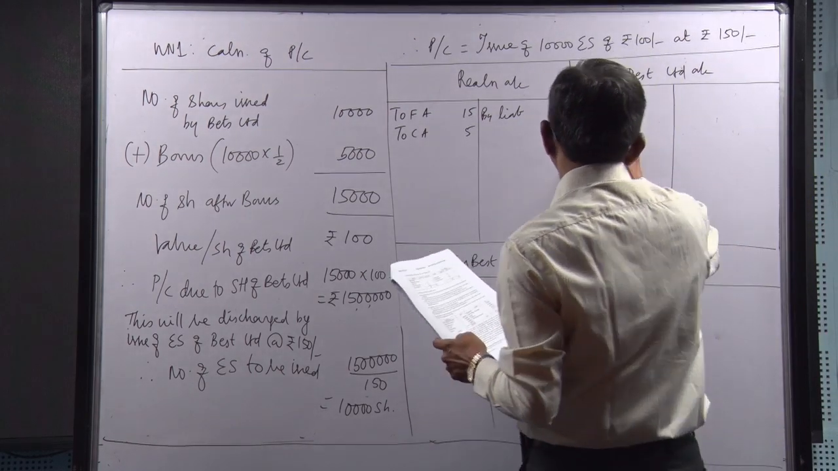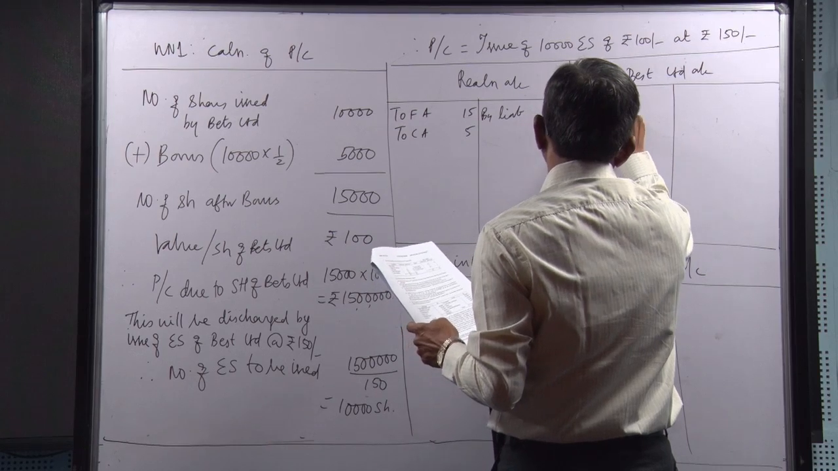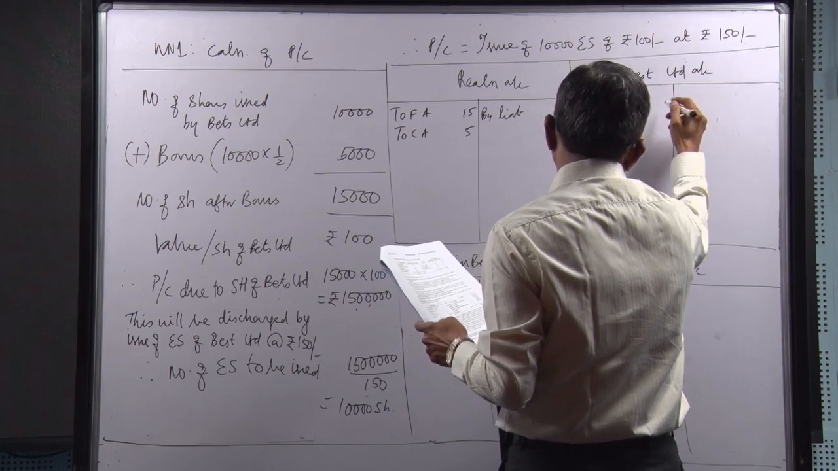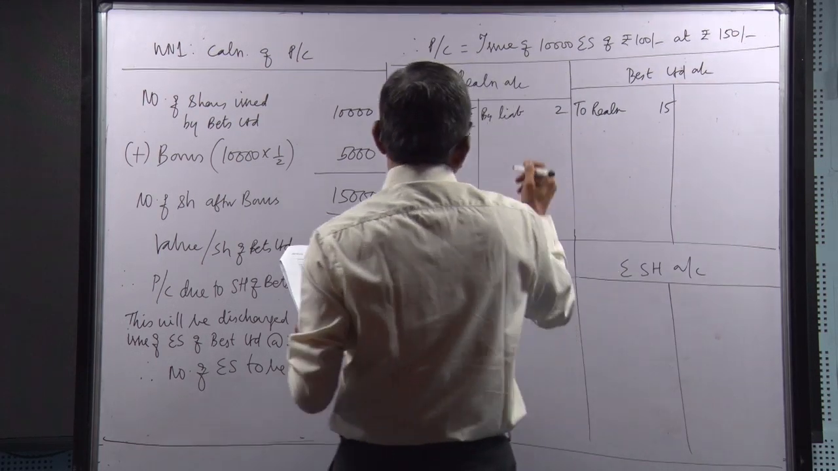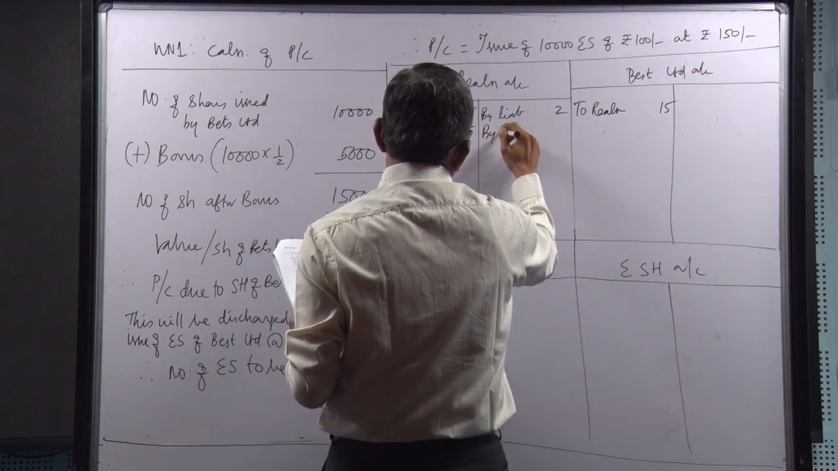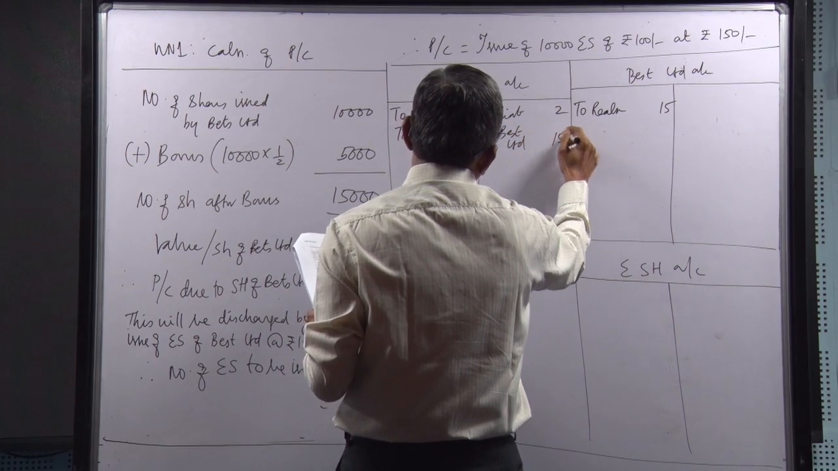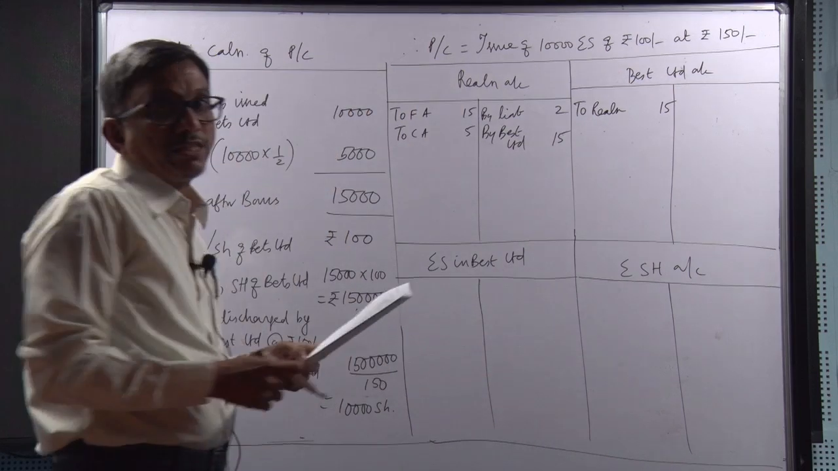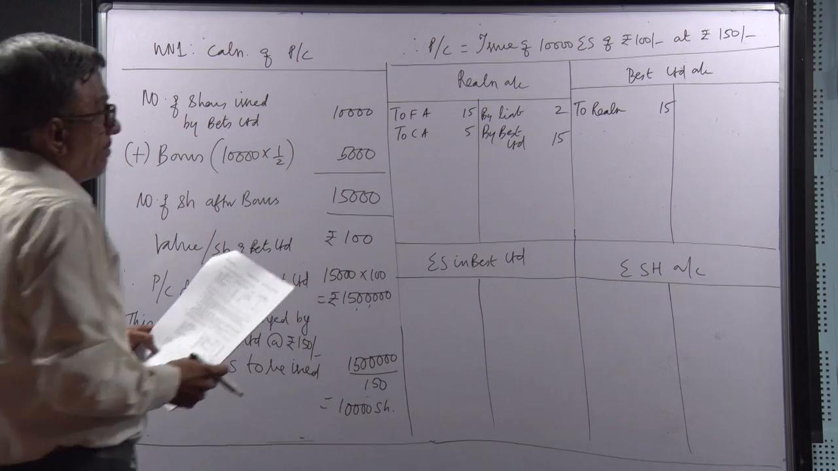How to record the consideration? Purchasing company account debit to realization account. In this problem it is 15 lakhs. So in the realization account you write by Best Limited 15 lakhs. Purchasing company account debit to realization account 15 lakhs.